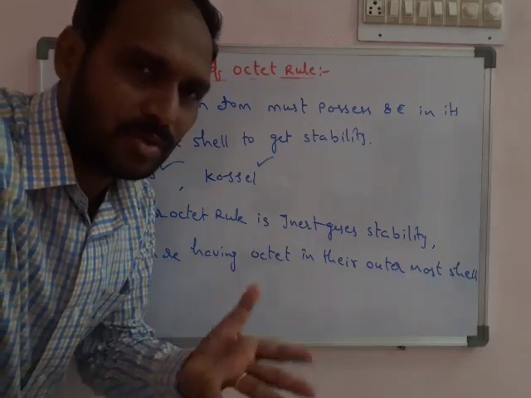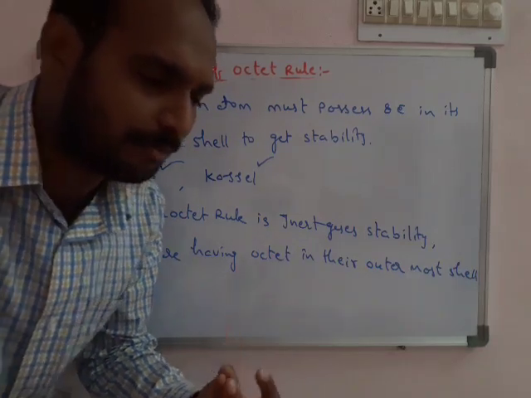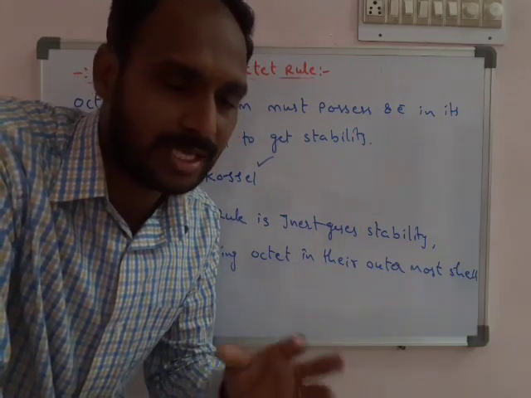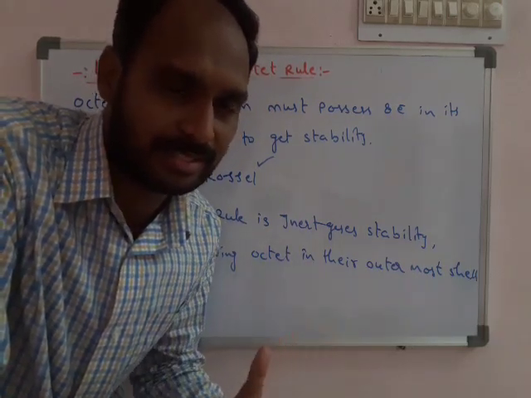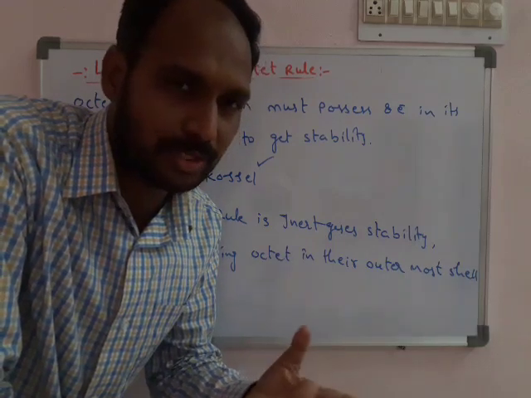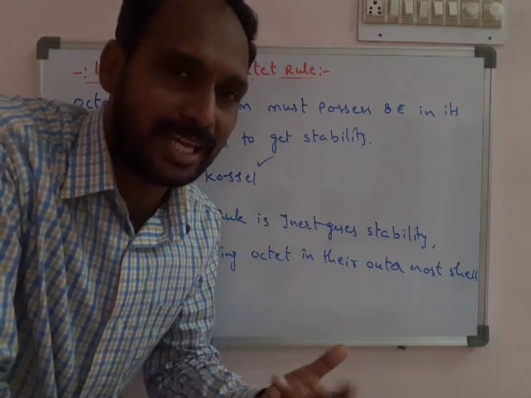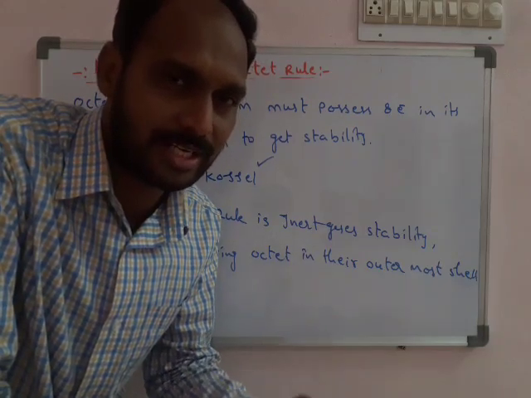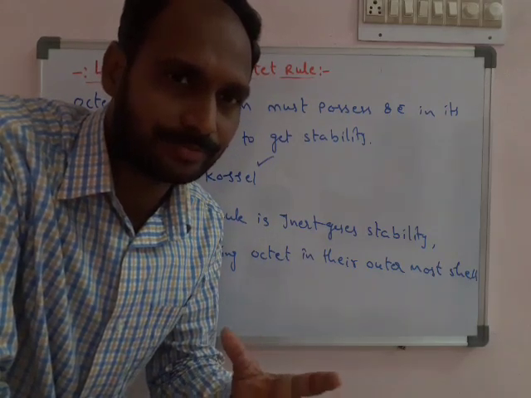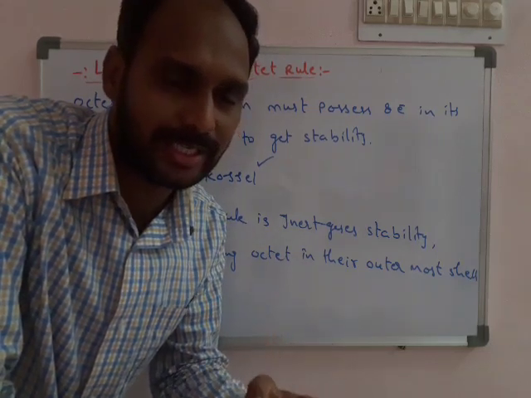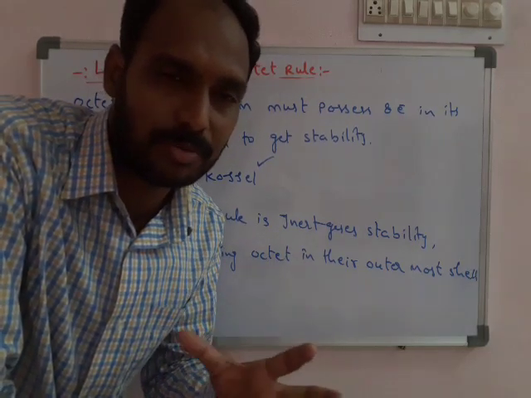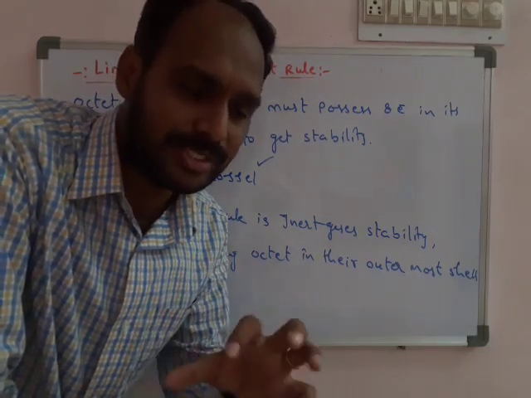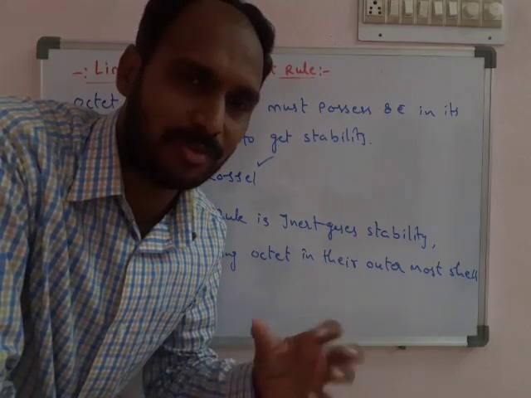For example, sodium has 11 electrons. If it loses one electron, it gets an octet in its valency shell. So by losing electrons, sometimes by gaining electrons, sometimes by sharing their valence electrons, atoms are able to get an octet in their outermost shell and they become stable. This happens in many molecules.